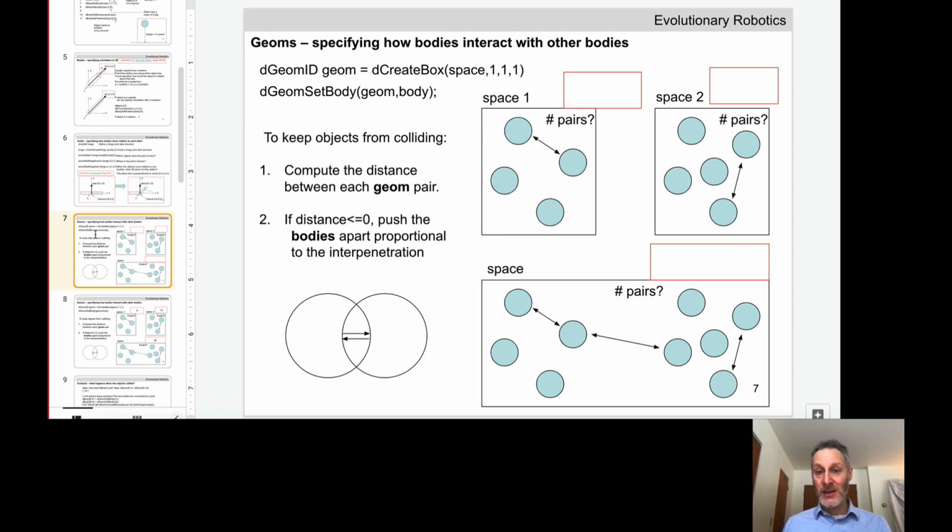The first stage is contact detection, detecting that objects have started to interpenetrate, and then contact resolution. What should the physics engine do when it detects interpenetration? So let's start with contact detection. Let's actually start with the cartoon example down here in the bottom right.